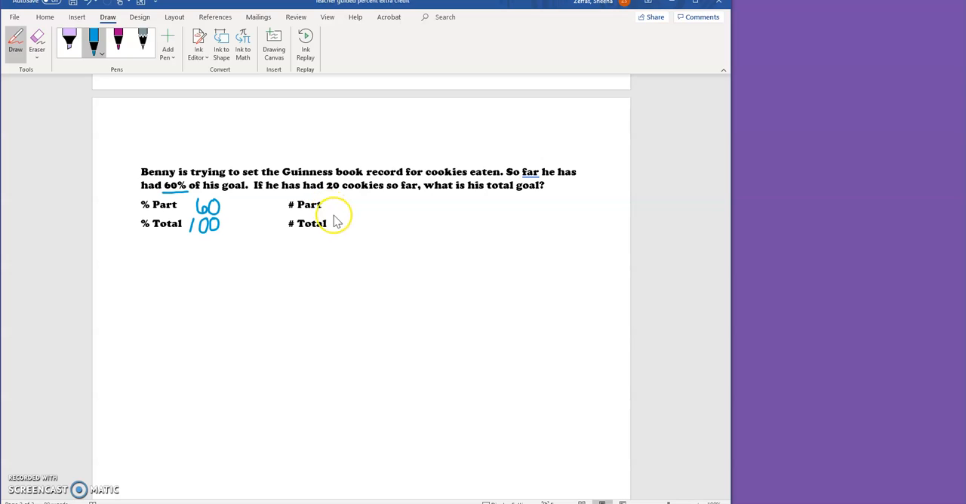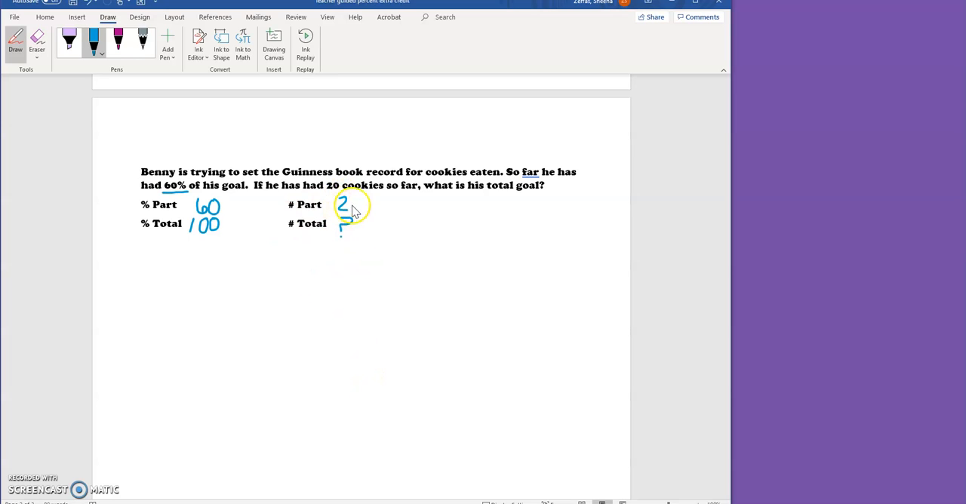So now I'm going to read through the information and decide, is the number in this problem representing a part or a total? So Benny is setting a Guinness Book record for cookies eaten. So far, he has reached 60% of his goal. If he has 20 cookies so far, what is his total? So in the question, we know it's asking me for a total. It says it, so that's my question mark.